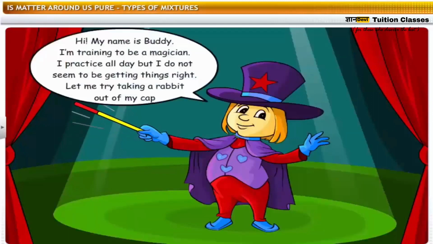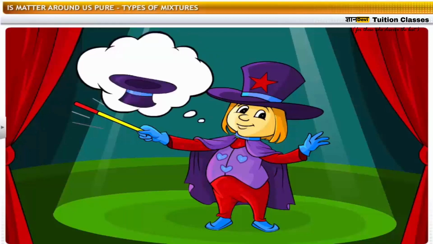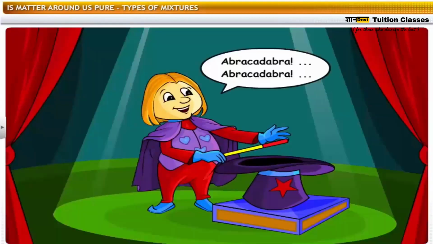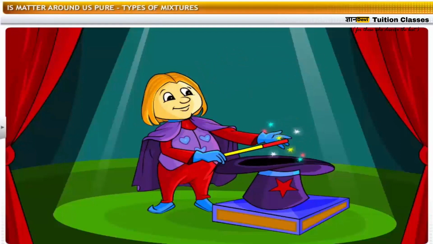Hi, my name is Buddy. I'm training to be a magician. I practice all day, but I do not seem to be getting things right. Let me try taking a rabbit out of my cap. Abracadabra. Sorry.